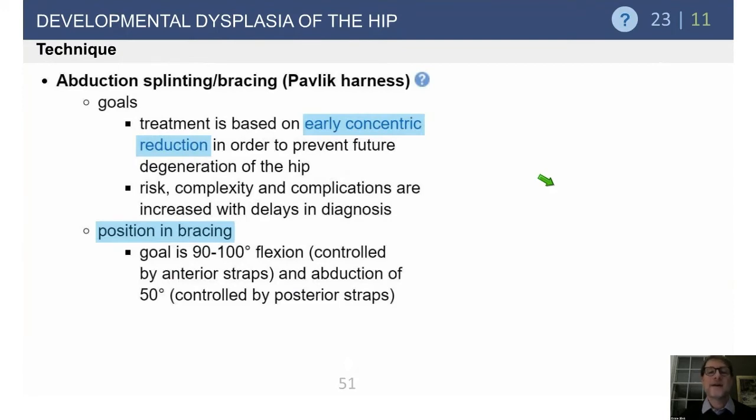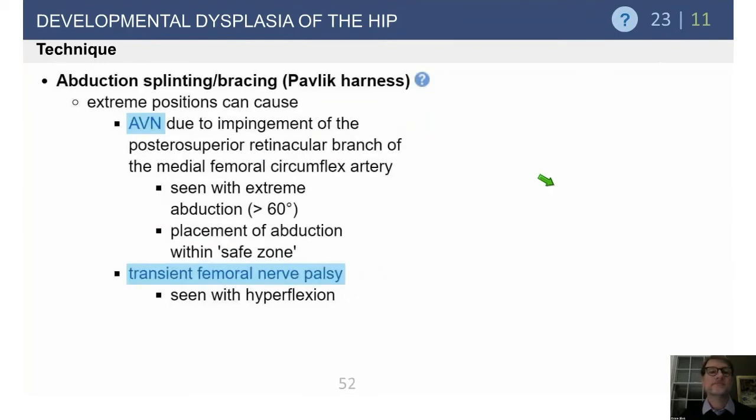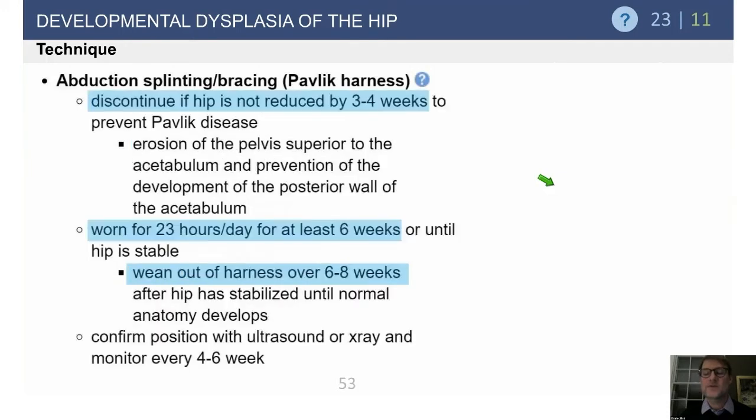So the goal of the Pavlik harness is an early reduction. Once it's reduced, then you should keep them in the Pavlik for at least 6 weeks until the ultrasound normalizes, then you can wean. A good position in the Pavlik is greater than 90 degrees of hip flexion. One of the complications is if you have hyperflexion or you force the hip in, then you can get avascular necrosis or growth abnormalities or a transient femoral nerve palsy. That's why you see them every week to make sure they're kicking. You have to take them out of the Pavlik, or you can consider loosening it.